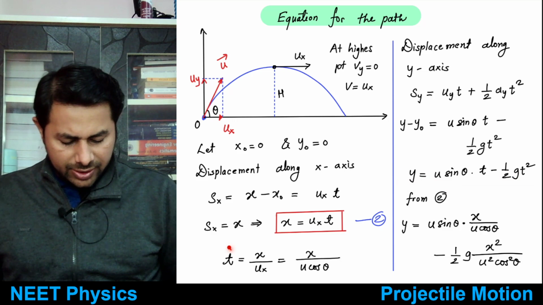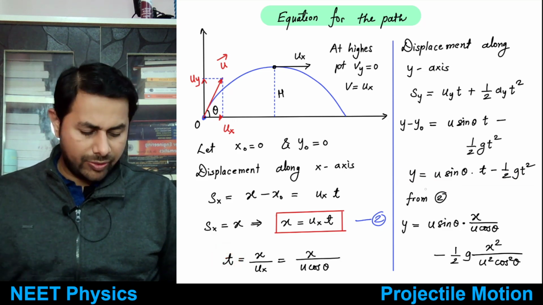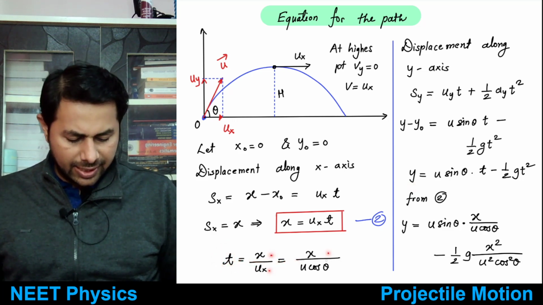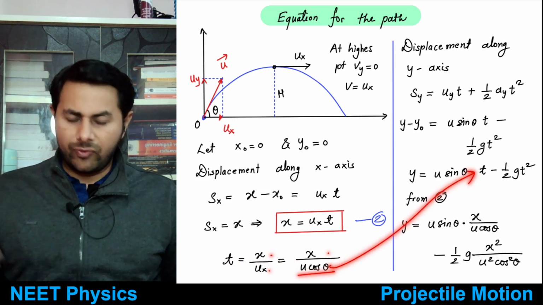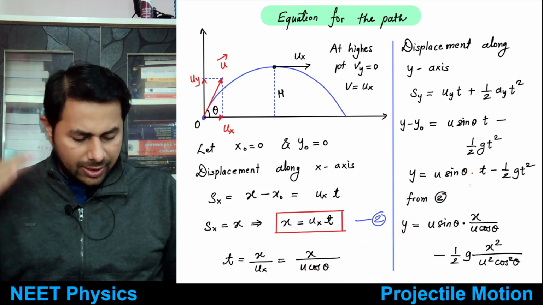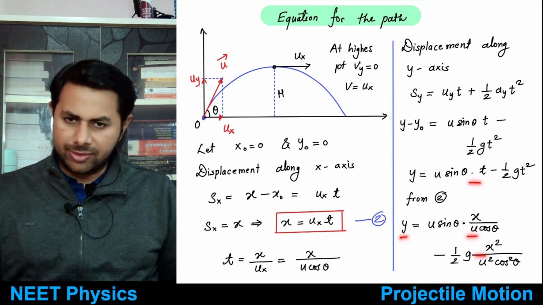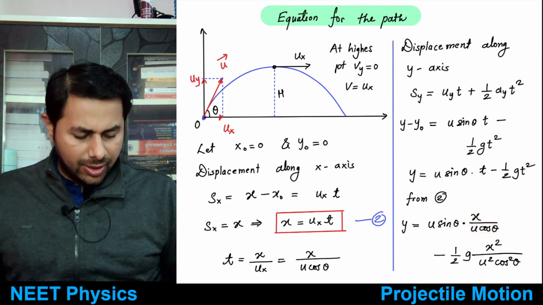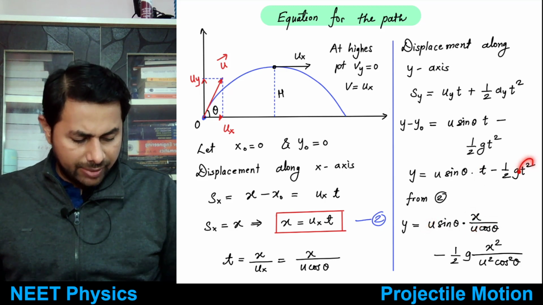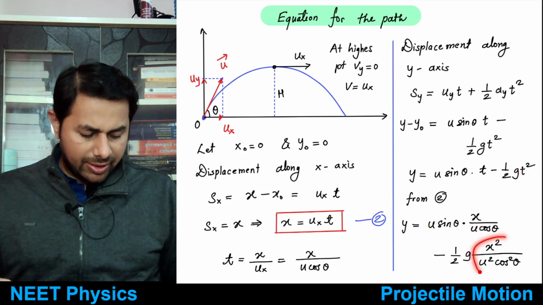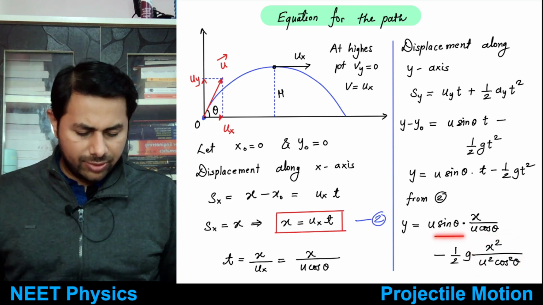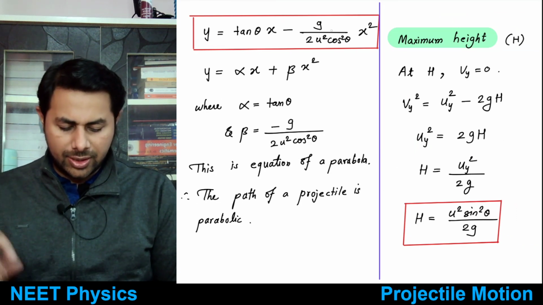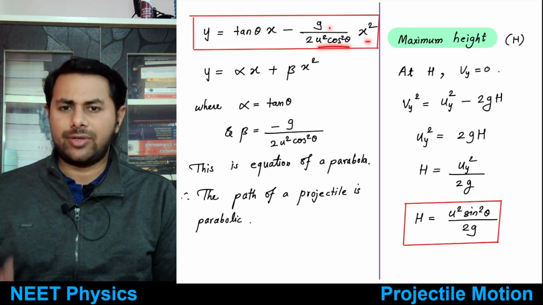Then if you want the relation between y and x, suppose, then you put t is equal to x upon ux, that is x divided by u cos theta. When you substitute that, you will get some steps in between. If you put x divided by u cos theta in place of t, then this u and u will get cancelled. In place of t square there will be x square divided by u square cos square theta, and if you do that you will get y is equal to tan theta times x minus half of g divided by u square cos square theta into x square. You get this thing.